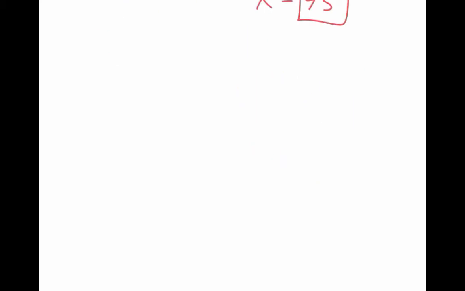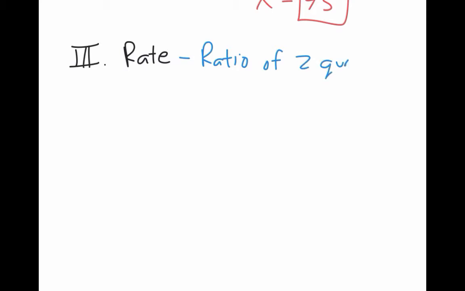The third thing, Roman numeral 3, is going to be a rate. A rate is going to be a ratio, but the units have to be different. So at the beginning, when we had the guy to girl ratio, it was a number of people over a number of people. The units are the same. Here, a rate is going to be a ratio of two quantities, two numbers, but they have to have different units. So a ratio of two quantities with different units.